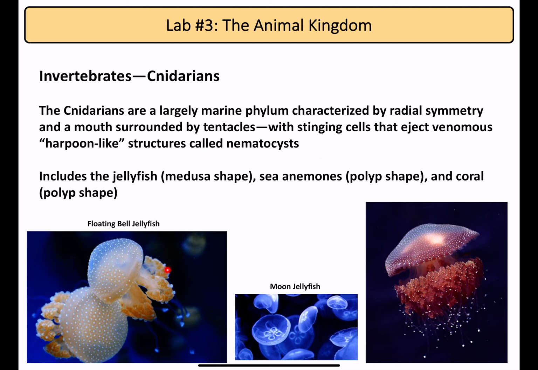So here on this slide, we see one type of cnidarian. These are 3 different types of jellyfish. They have the medusa shape. You can see the bell at the top and the tentacles hanging down. Sea anemones and corals are like an upside down jellyfish, the polyp shape. So the tentacles are facing up and the bell part is usually stuck to a substrate like a rock, for instance, or to the skeleton of the coral.